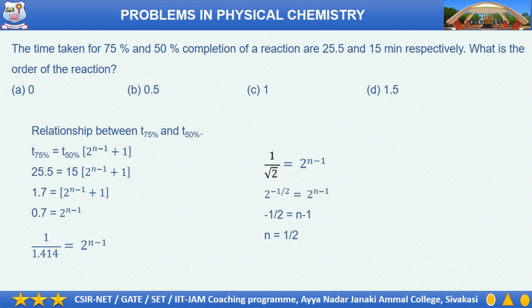The time taken for 75% and 50% completion of a reaction are 25.5 and 15 minutes respectively. What is the order of the reaction? Option A, 0; B, 0.5; C, 1; D, 1.5. Work out and find out the answer.